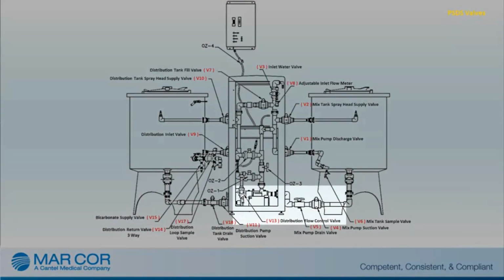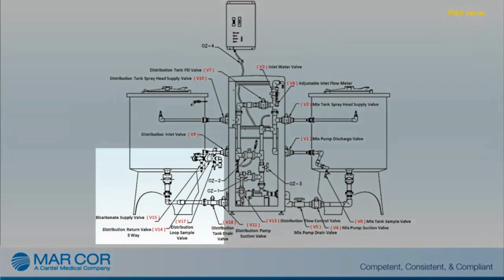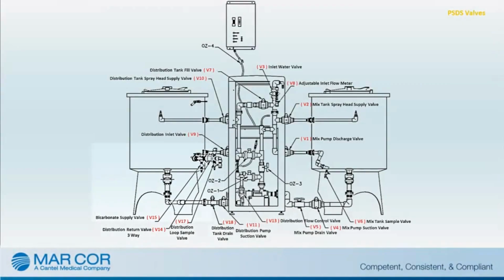When opened, V13, the distribution flow control valve, allows for the solution to be pumped from the distribution pump to the distribution loop. When open, V14, the distribution return valve, allows for the solution returning from the distribution loop to either return to the distribution tank or be routed to the drain.